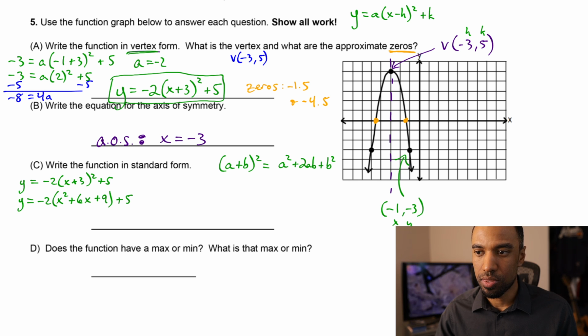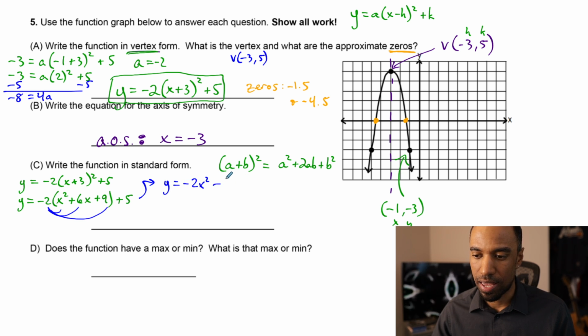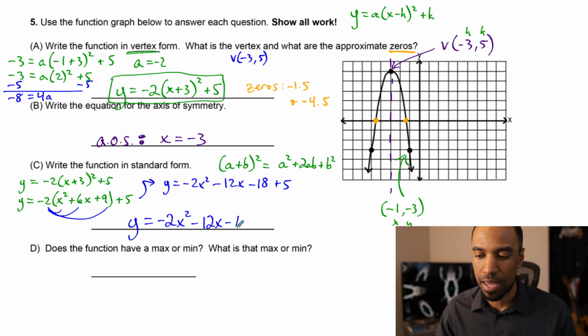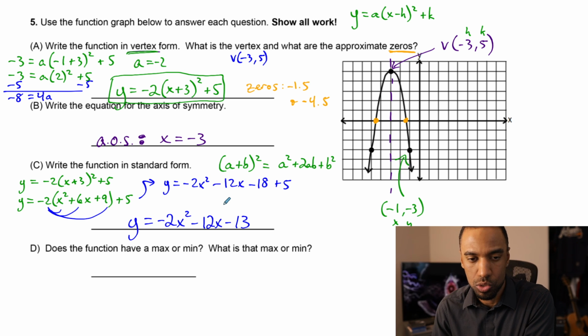So when I distribute the -2 now into these guys here, I got y equals -2x squared minus 12x minus 18. Remember, it's a -2 on all three fronts there. And we got a plus 5 right there. -18 plus 5 is -13. So the final answer there is y equals -2x squared minus 12x minus 13. There it is. Negative 2x squared minus 12x minus 13.